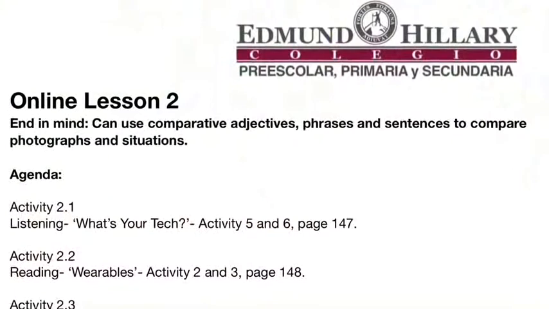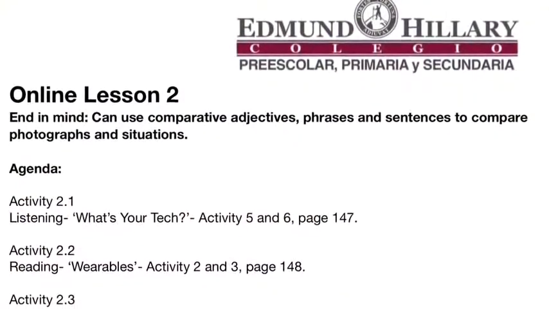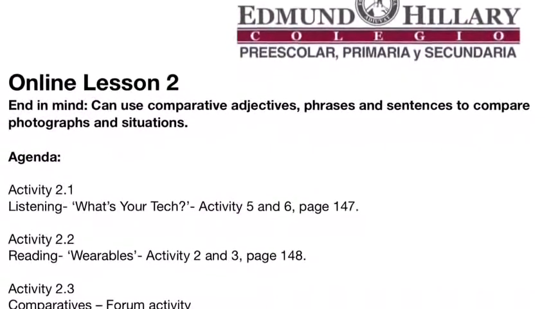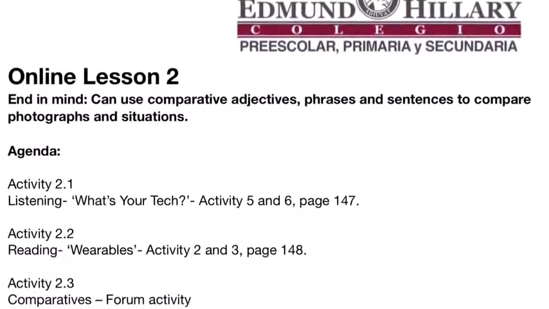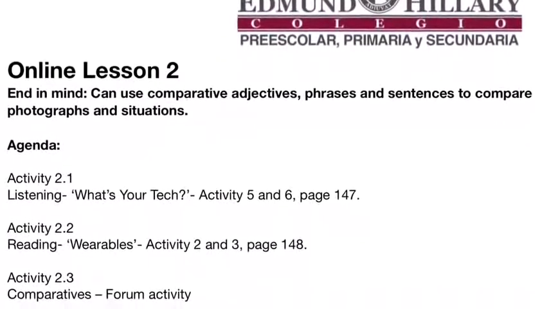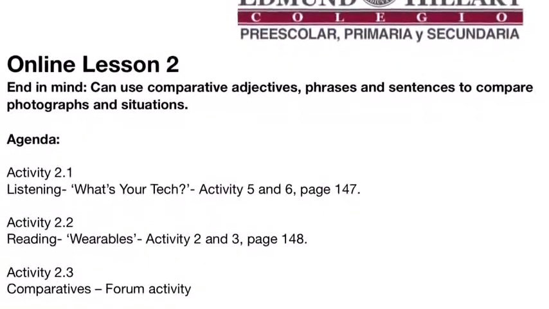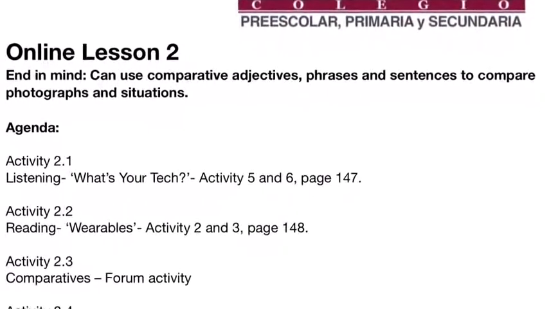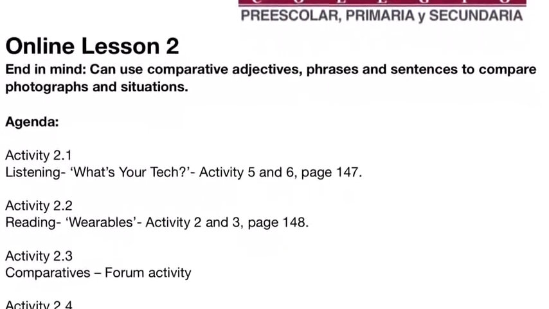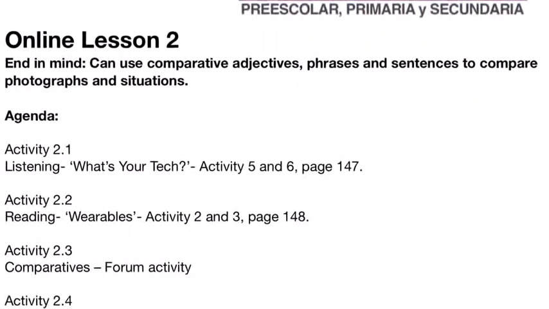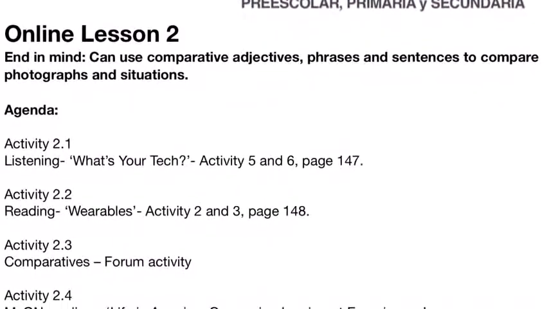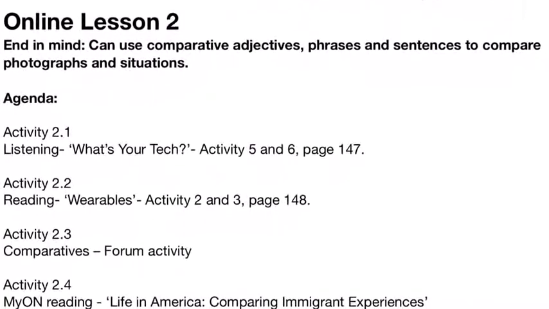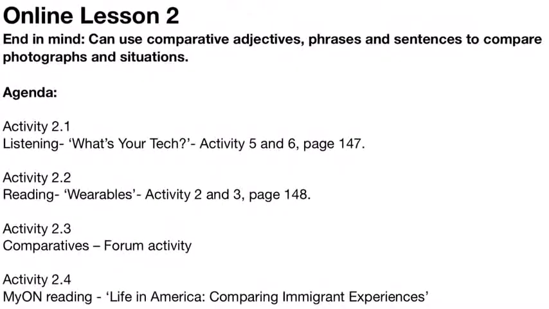By the end of today's class, you should be able to use comparative adjectives, phrases and sentences to compare photographs and situations. In Activity 2.1, you'll be listening to an audio called What's Your Tech and answering the questions. Activity 2.2 is a reading called Wearables. Activity 2.3, you'll be looking at the use of comparatives in an UNOE forum. And finally, in Activity 2.4, you'll be reading a MyOn book called Life in America, Comparing Immigrant Experiences. There is a quiz afterwards which you will need to take.